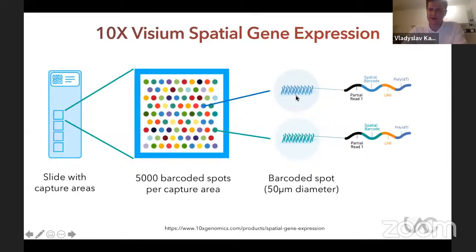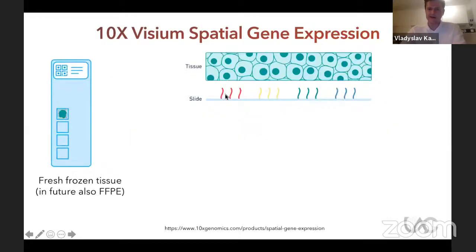So what do these primers do? Let's take a look at the workflow. The first one, you need the fresh frozen tissue. That means the tissue that was fresh frozen and then sliced into 10 micrometer slices.